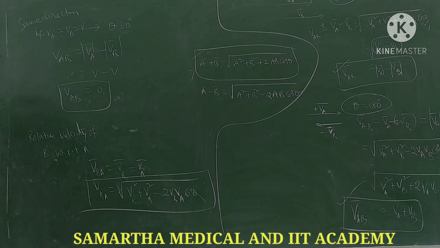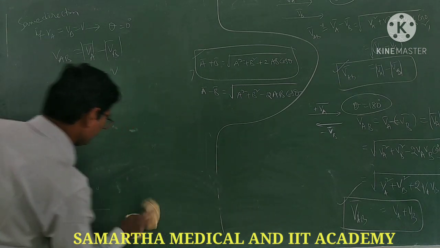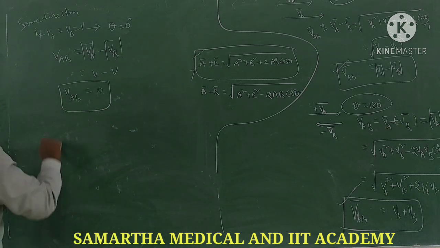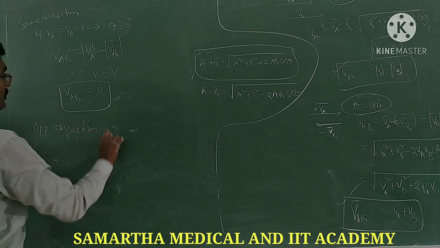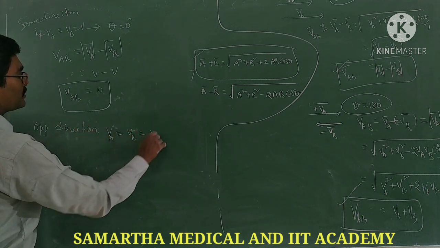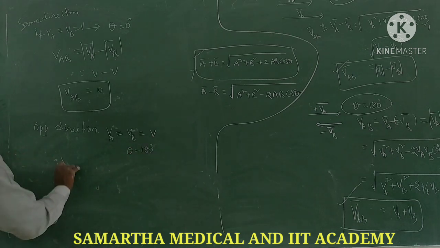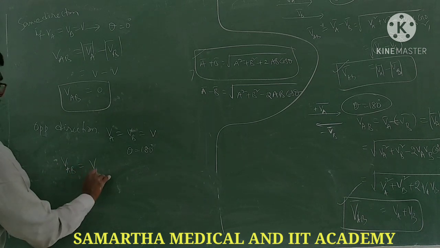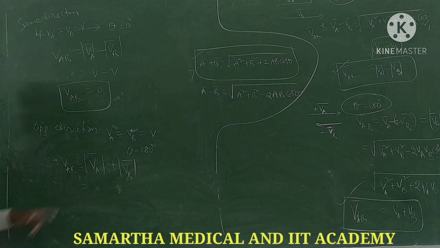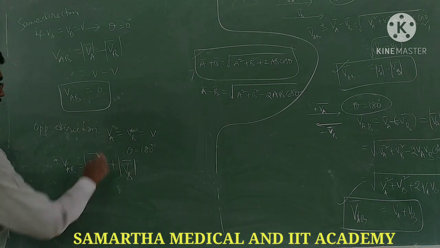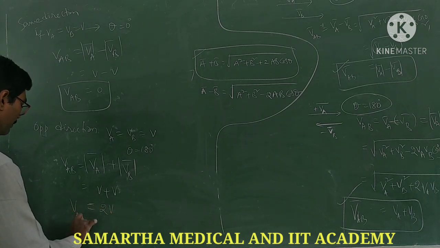Suppose they are going in the opposite direction with the same speed. VA is equal to VB is equal to V, but in opposite directions, theta is equal to 180 degrees. So the velocity of A with respect to B is equal to the velocity of A plus the velocity of B, in magnitude only, speeds. So what is this? V plus V, so 2V. So it appears as double the speed.